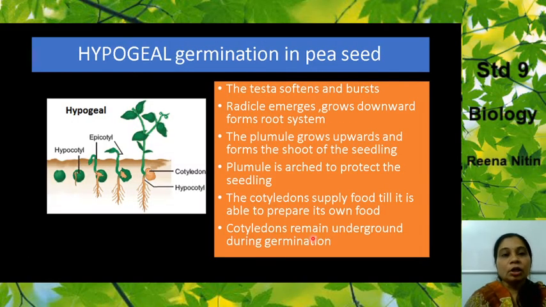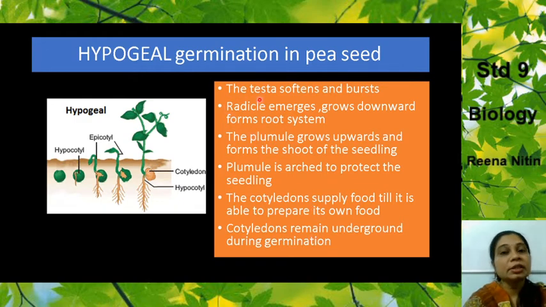Now we learn in detail about hypogeal germination in the pea seed. This very often comes in the exam as a diagram based question. Based on this diagram they can give you questions. So you should be very clear about the concept. So what is this type of germination?